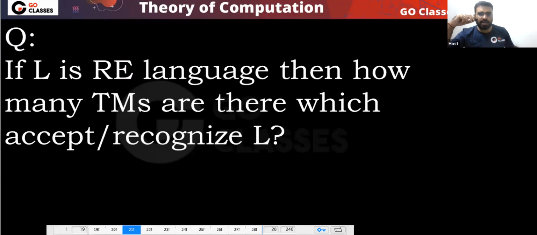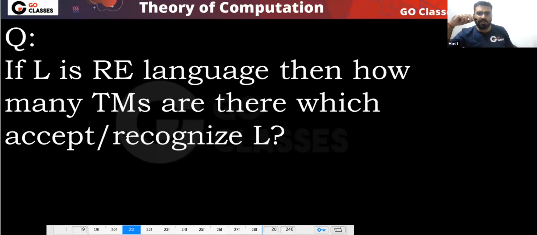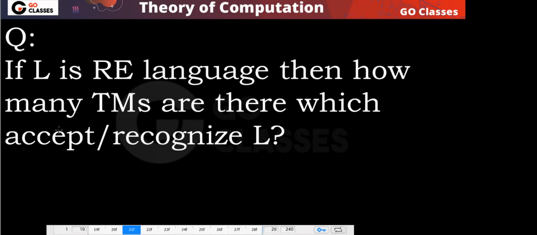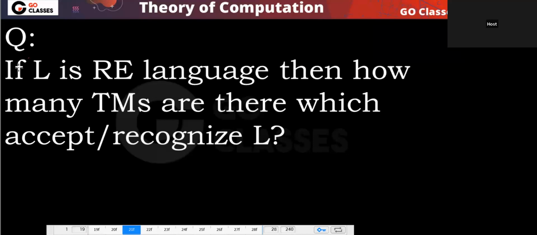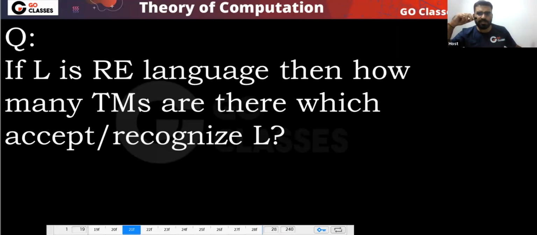Now let's move on and see some questions. Understand the definitions and solve these questions. Question number 1: if L is an RE language, then how many Turing machines are there which will accept L?